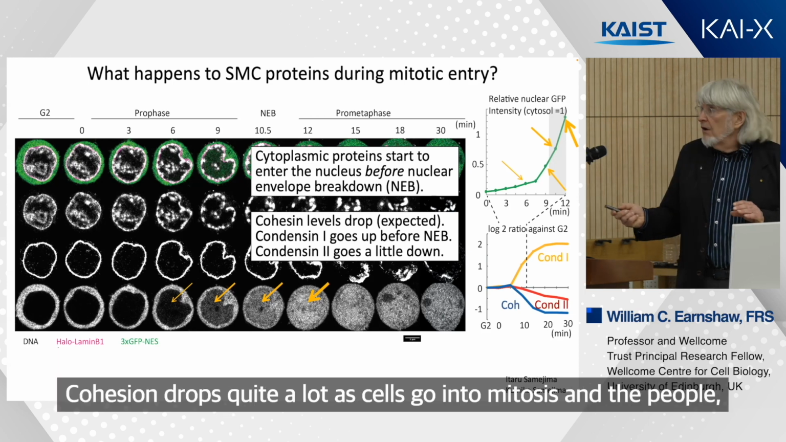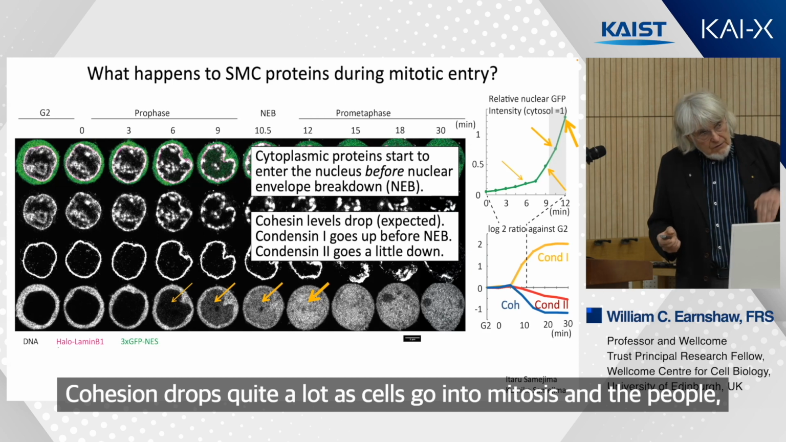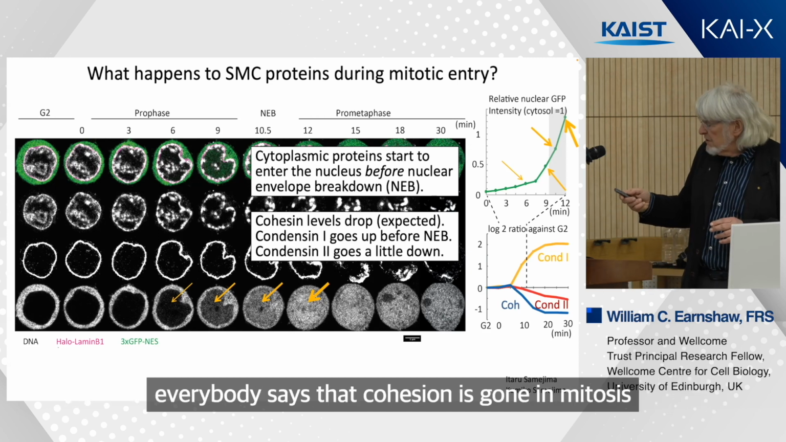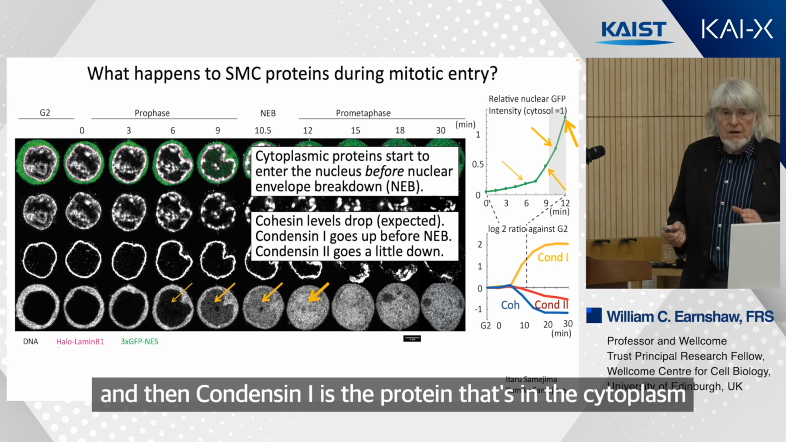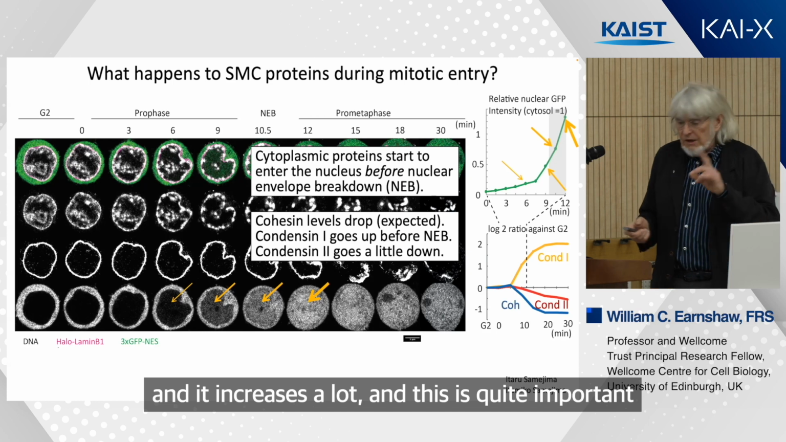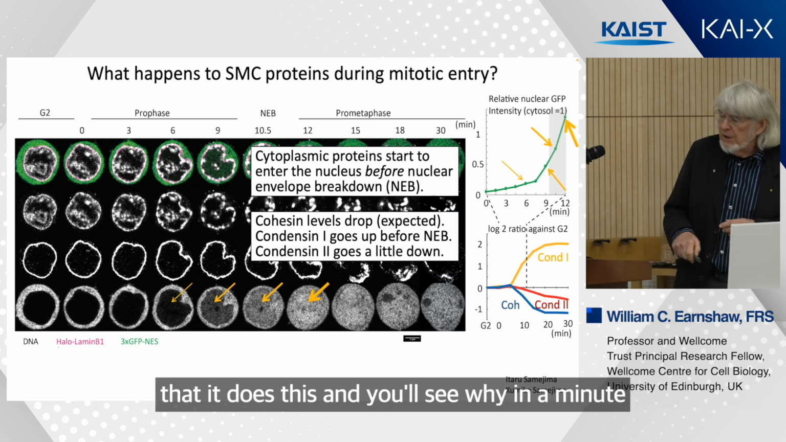Cohesin drops quite a lot as cells go into mitosis. And everybody says that cohesin is gone in mitosis. And then condensin 1 is the protein that's in the cytoplasm, and it increases a lot. And this is quite important that it does this, and you'll see why in a minute.